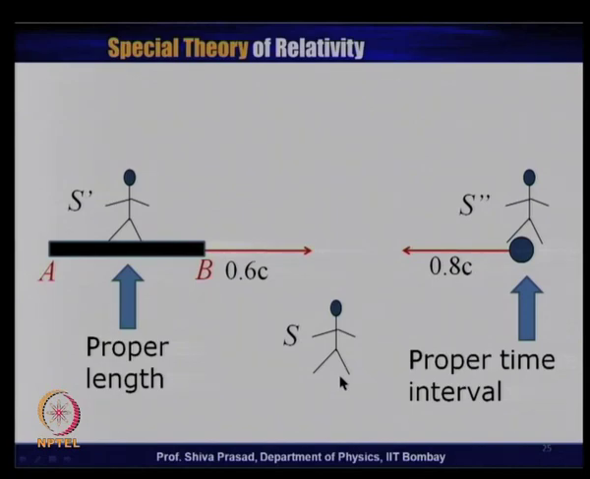Now, if we have to find out the time interval, we should realize that we can use the time dilation formula only when one time interval is proper. So, if I know the time interval in S double prime, I can use the time dilation formula and find out the time interval in S prime. Similarly, if I know the time interval in S double prime, I can also find out the time interval in S frame of reference, if I know the relative velocity between S and S double prime. But I cannot directly go from S to S prime, because none of these time intervals is proper.